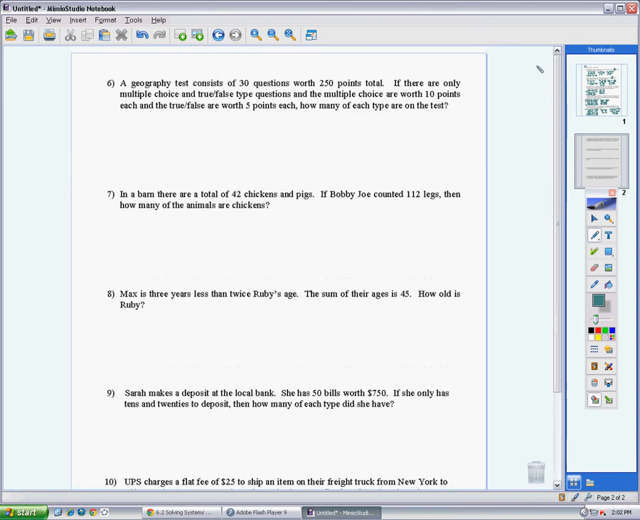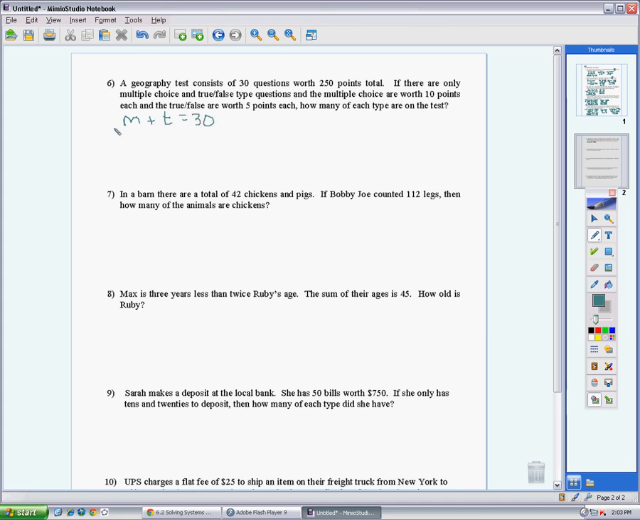Okay, number 6. A geography test consists of 30 questions worth 250 points total. If there are only multiple choice and true-false question types, and the multiple choices are worth 10 points each and true and false are worth 5 points each, then how much of each type are on the test? Since we have two types of questions, multiple choice and true false, I'm going to use M for multiple choice and T for true and false questions. There were 30 questions.